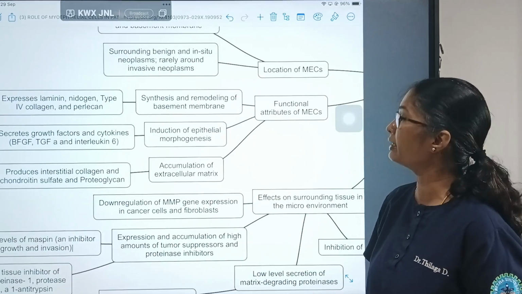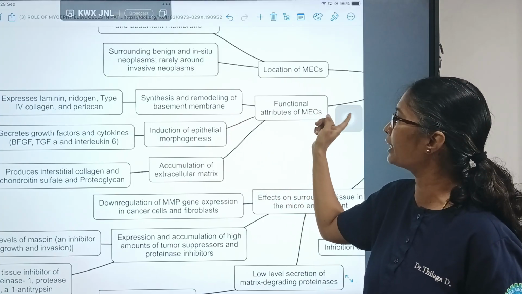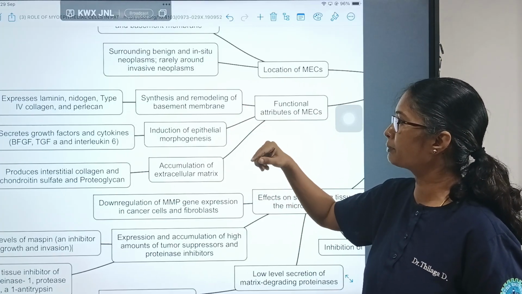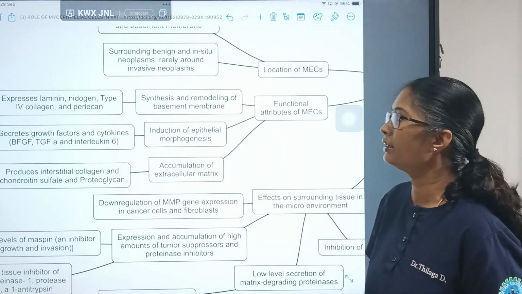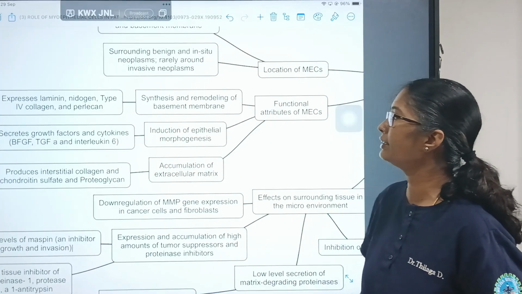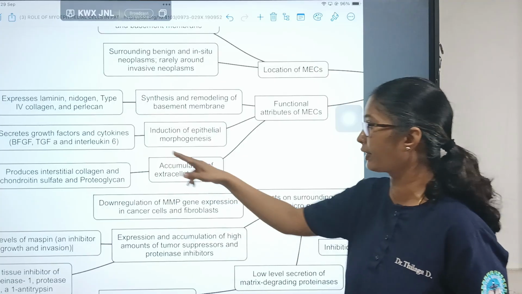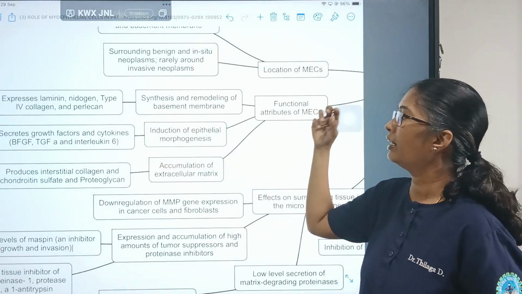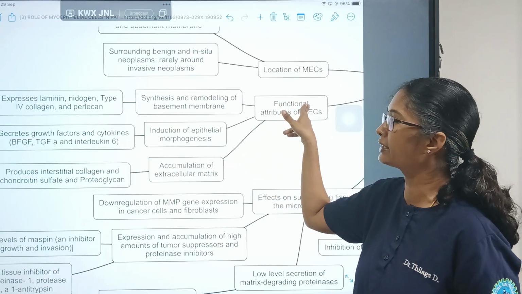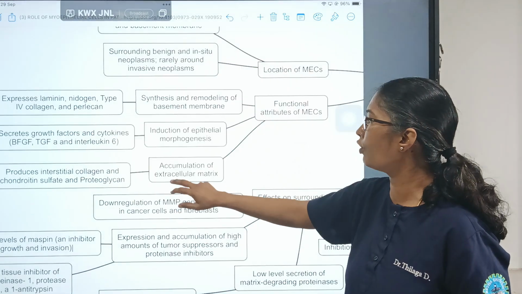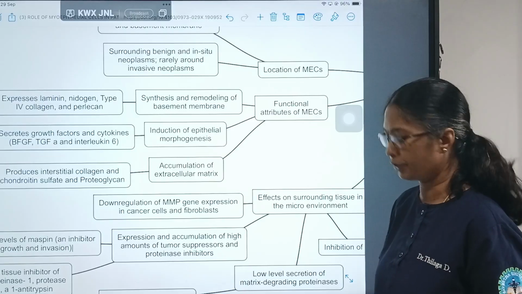The functional attributes of MECs: one is synthesis and remodeling of the basement membrane. It helps in basement membrane protein and extracellular matrix protein secretion, expressing laminin, nidogen, type 4 collagen, and perlecan, which is an important function. Another is as an index of epithelial morphogenesis, which secretes growth factors and cytokines. As I already said, myoepithelial cells act as a stimulation for epithelial morphogenesis. Before the acinar cell could form, the first forming cell is the myoepithelial cell. And accumulation of extracellular matrix, as I mentioned, produces interstitial collagen, chondroitin sulfate, and proteoglycan.